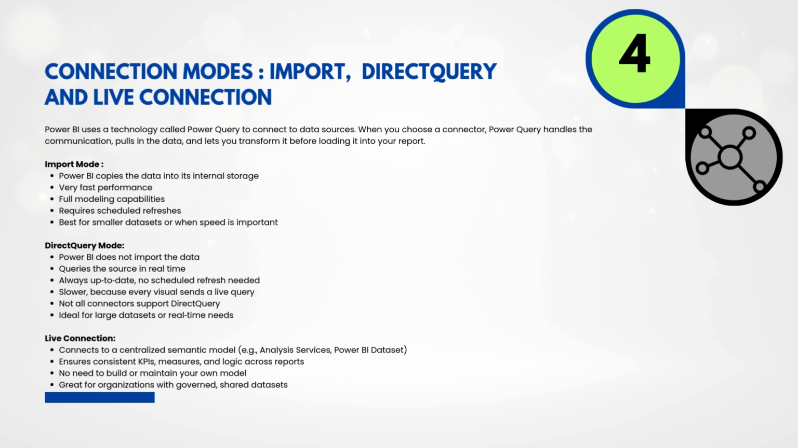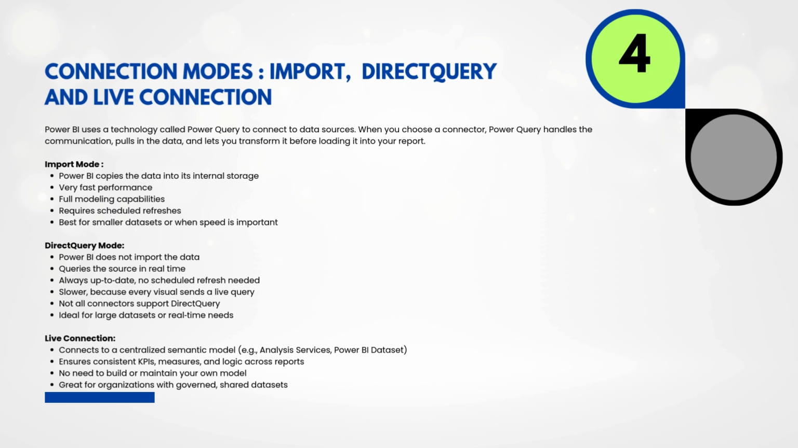Direct Query mode. With Direct Query, Power BI does not import the data and instead it sends queries directly to the source in real time. This means you always see the latest data, no scheduled refresh is required. It's ideal for very large datasets, however, because every visual triggers a live query, performance can be slower. And not every connector supports Direct Query, so it's important to check capability.